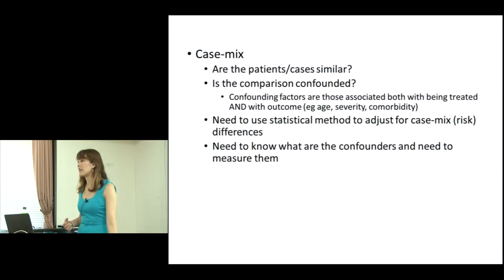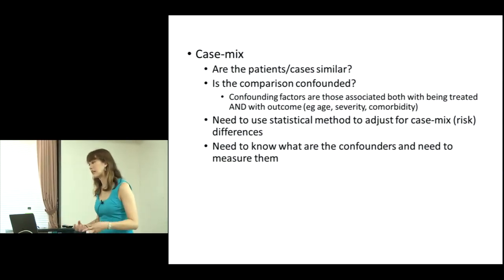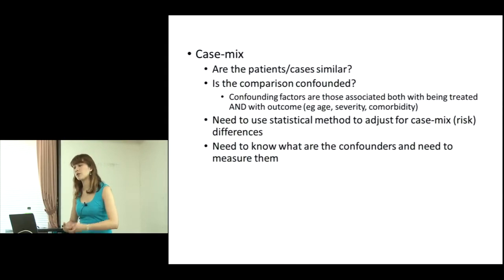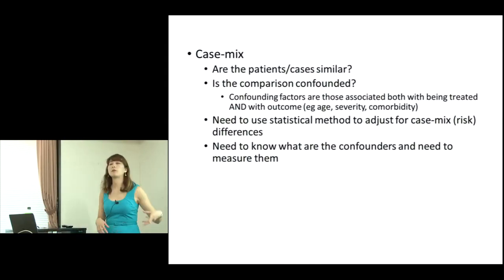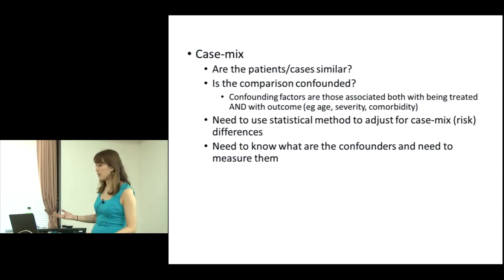But what about severity, comorbidity? Lots of places try to do some case mix adjustment, which is basically using statistics and clinical characteristics to risk adjust for the differences that we see. But be mindful that we can only do that for confounders we know about. If there are unknown confounders, there's only so much we can do.